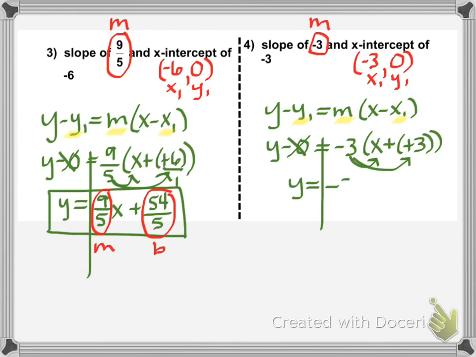-3 times x is -3x. -3 times 3 is -9. And it's in slope-intercept form. So on this one, again, I only had to do one step, really. I can see that my m, my slope, is still -3. And now I can see my y-intercept is -9.